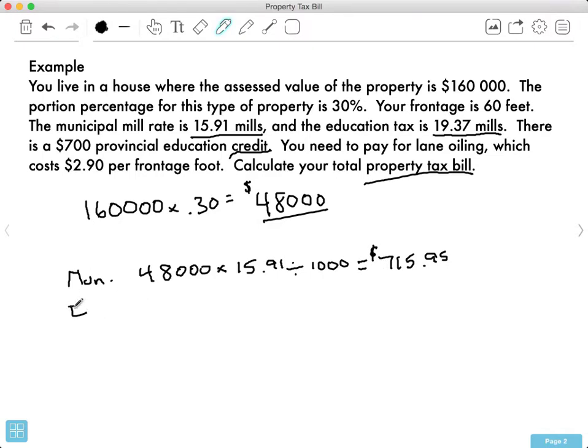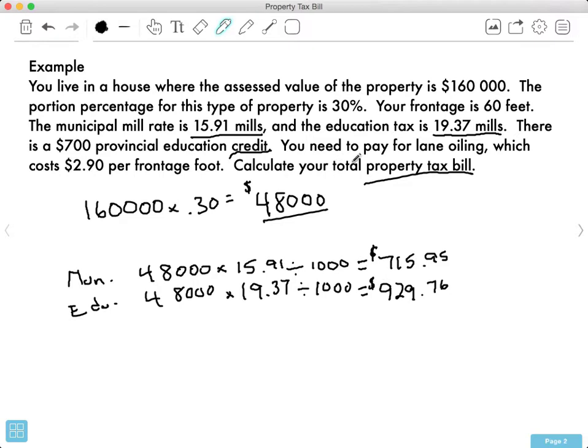For the education tax, we repeat the same process. It's $48,000, the portioned assessed value of your property, times the tax rate for the school division, 19.37, and again divide by 1,000 because it's a mill rate. That works out to $929.76.